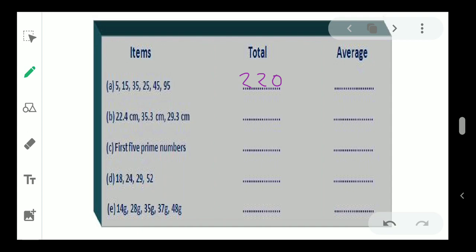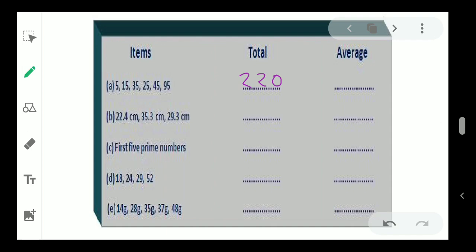And how to find the average? I told you why we need average. Average we need to write one number out of many numbers to find out the overall performance of a class, to find out the progress of many students, to select one value for different measurements. So what we have to do, you have to divide the total by the number of observations, or the number of data.